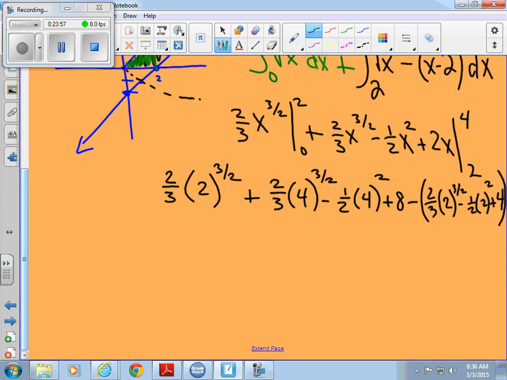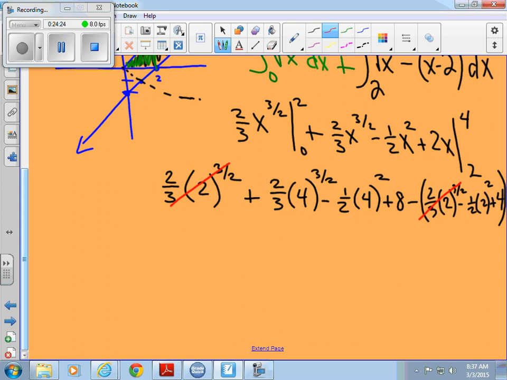It turns out pretty nice. It looked like it was going to be really bad because of that 2 to the 3 halves. But what happened to that 2 thirds, 2 to the 3 halves? It's going to cancel anyway, so you see why I didn't waste my time figuring out what that value was. Now let's talk about 3 halves. What is a 3 halves power?